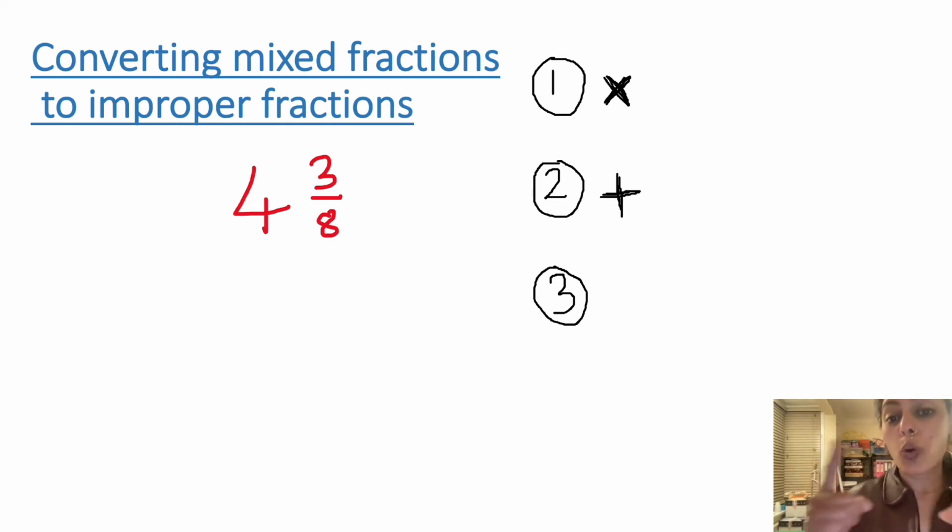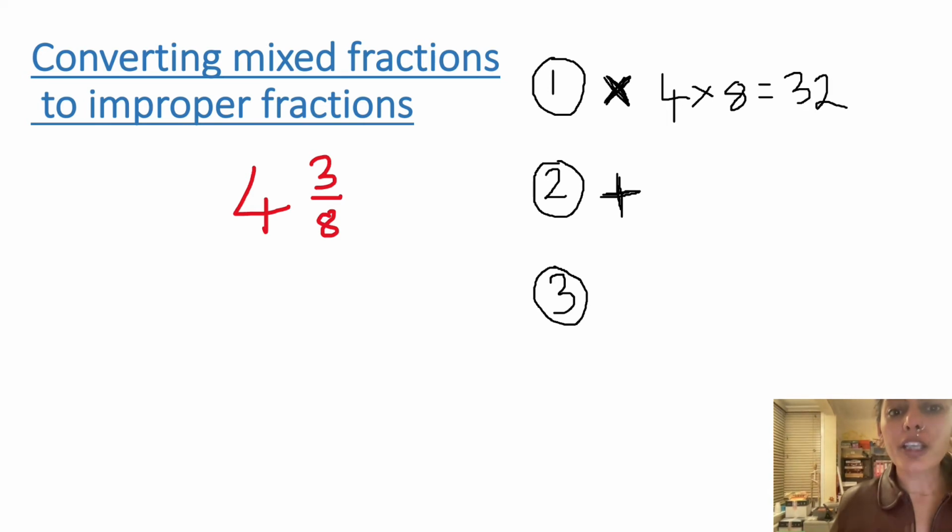Number one, we multiply. So we do 4, the whole number, multiplied by the denominator. So 4, the whole number, gets multiplied by the denominator, which is 8. And that gives us, that's right, 32.